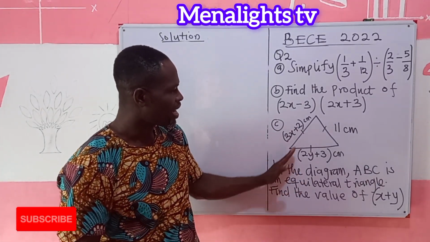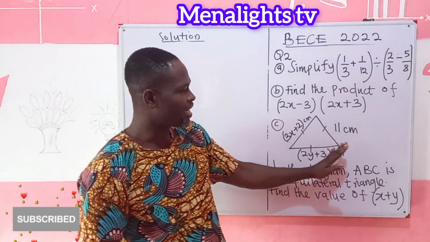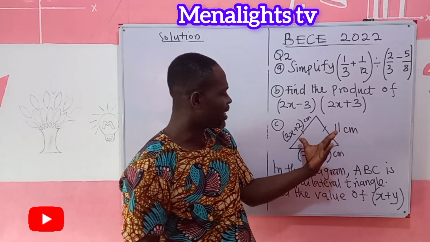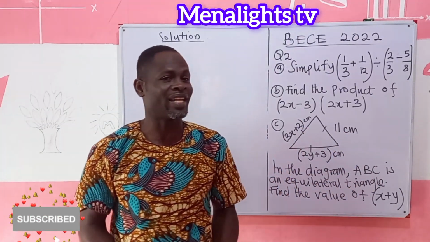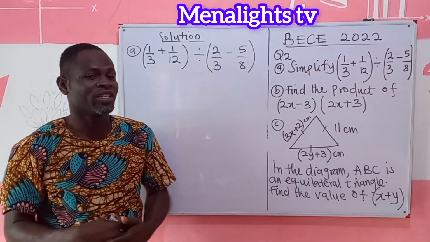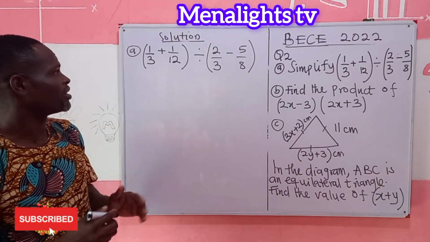Then after that, we have an equilateral triangle here. So we have to find the value of x and then the value of y there, as well as finding the value of x plus y. Those are the questions here, and let's see how we can go about this question.